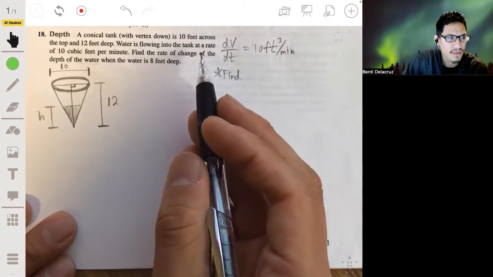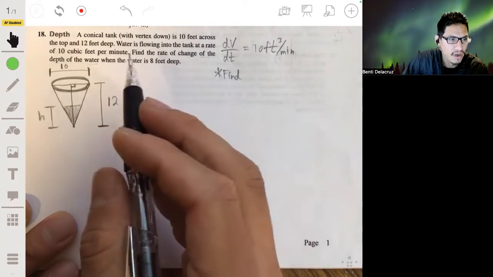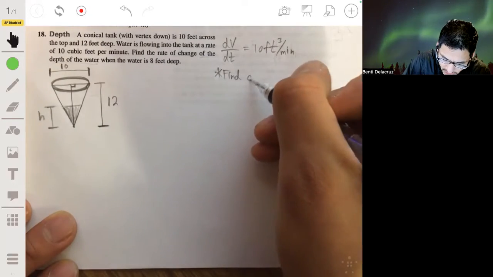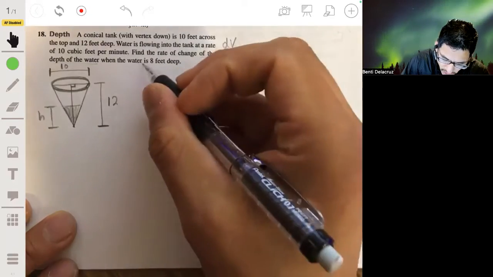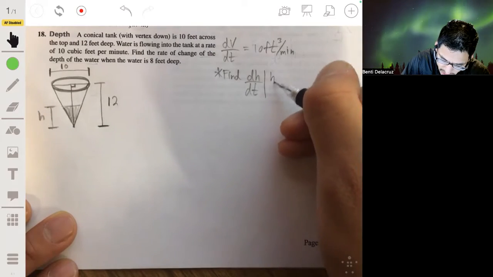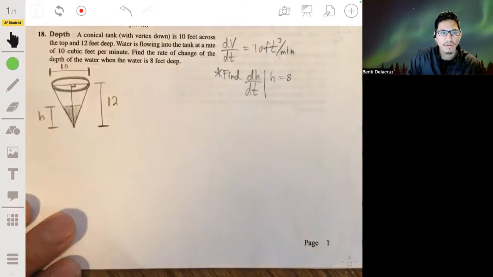We want to find the rate of change of the depth of water. We want to find the change in height. So we want to find dh over dt when the water is 8 feet deep. So when h is 8. So that's our goal.